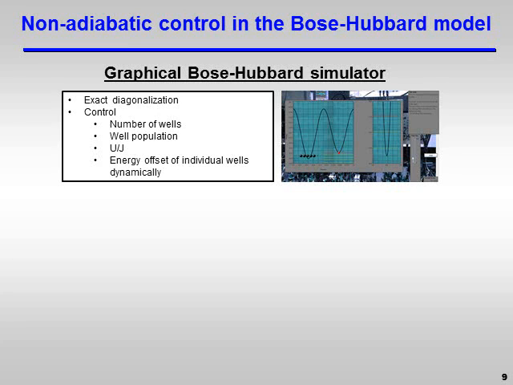I just want to briefly also introduce you to the second game environment that we have, which is the Bose-Hubbard model that simulates atoms in optical lattices. It's based on exact diagonalization. You can control the number of wells and the well population from 1 to 10, and you can control the interaction energy U over J as a function of time, and also the individual energy offset of the individual wells.